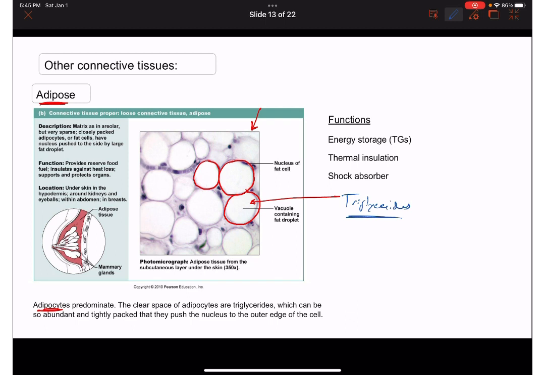And something that's interesting is these cells can get so filled with triglycerides that it pushes the nucleus to the outside of the cell. So the nucleus isn't in the center of the cell, but instead it gets pushed to the outside of the cell. So this is adipose tissue, and adipose tissue is found throughout the body. It's not only energy storage, but it's thermal insulation, and it also serves as a shock absorber.